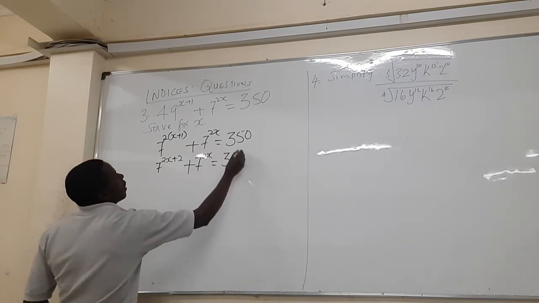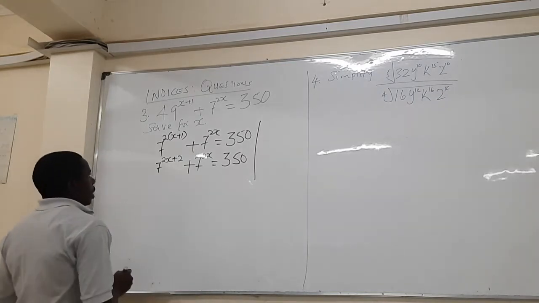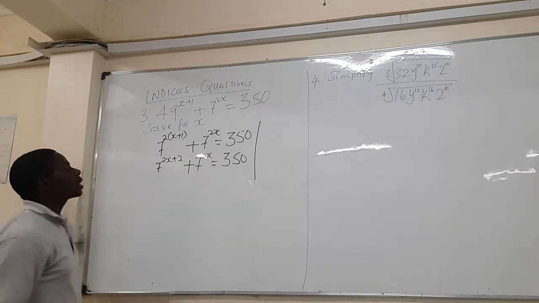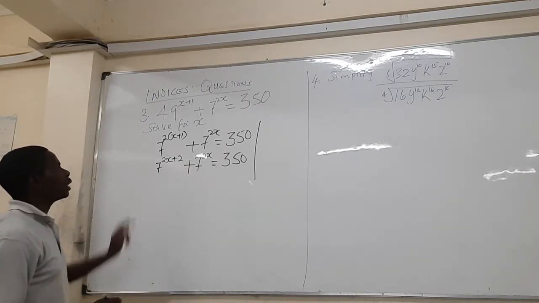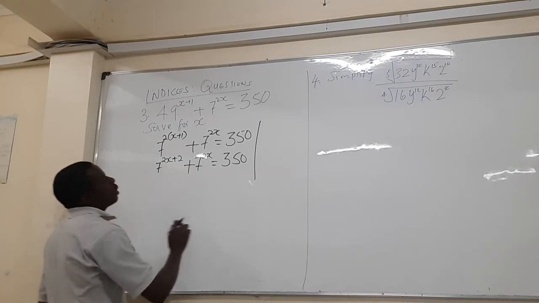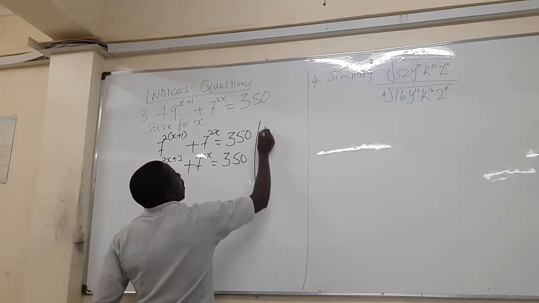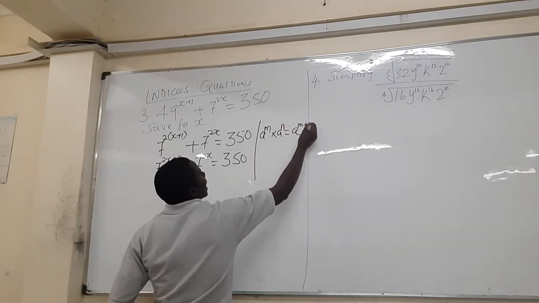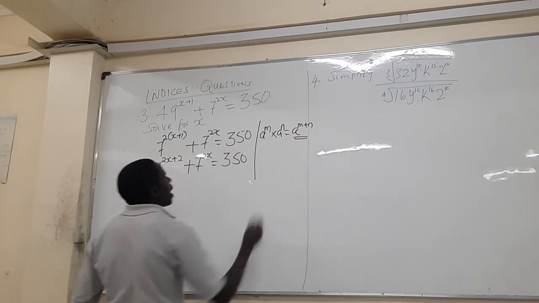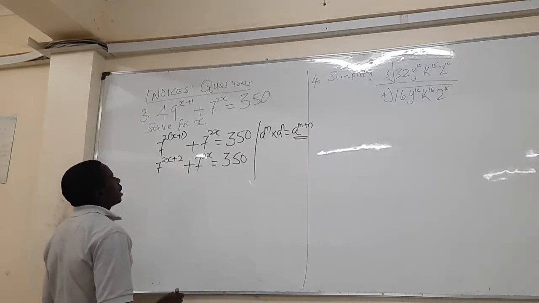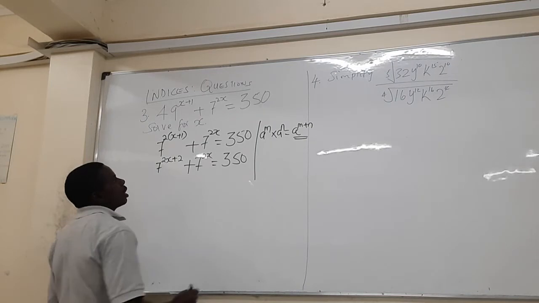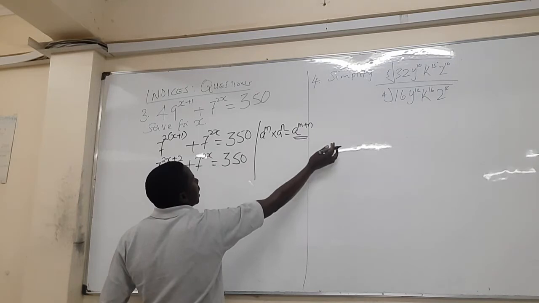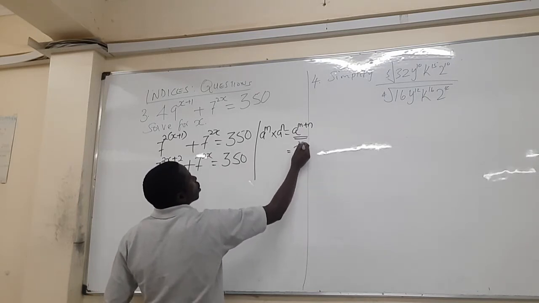Now, when you look at 7 power 2x plus 2 and then plus 7 power 2x here, I want us to use the same approach, where law number 1 for indices is a power m times a power n is equal to a power m plus n. So 7 power 2x plus 2 is in this format, a power m plus n.